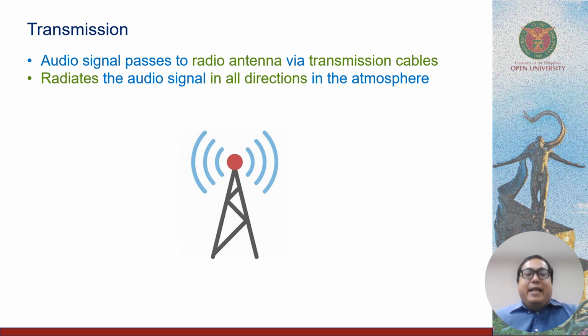So now, once the modulator has already transmitted the audio waves, definitely it would have to pass through what we call antennas via the transmission signals. So these antennas are the ones that will be transmitting in all directions of the atmosphere the audio signal so that it can be received by a large range of audience.